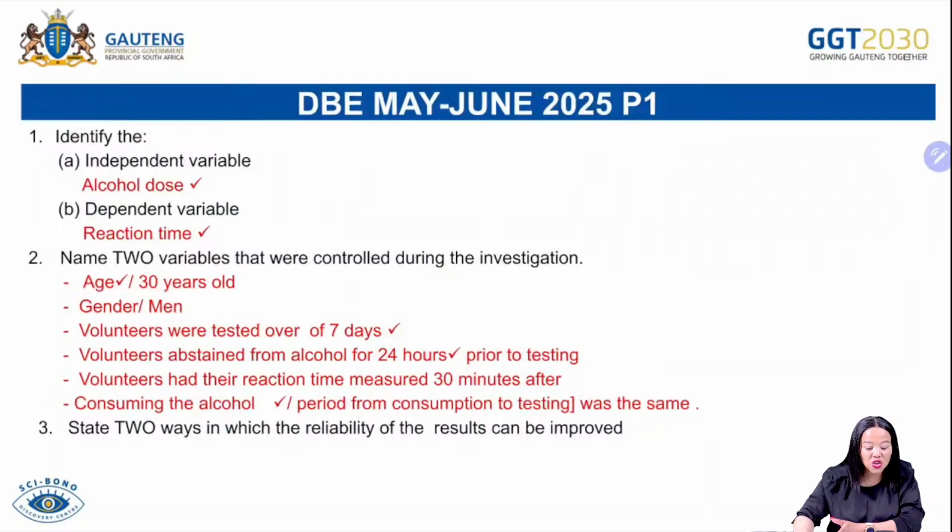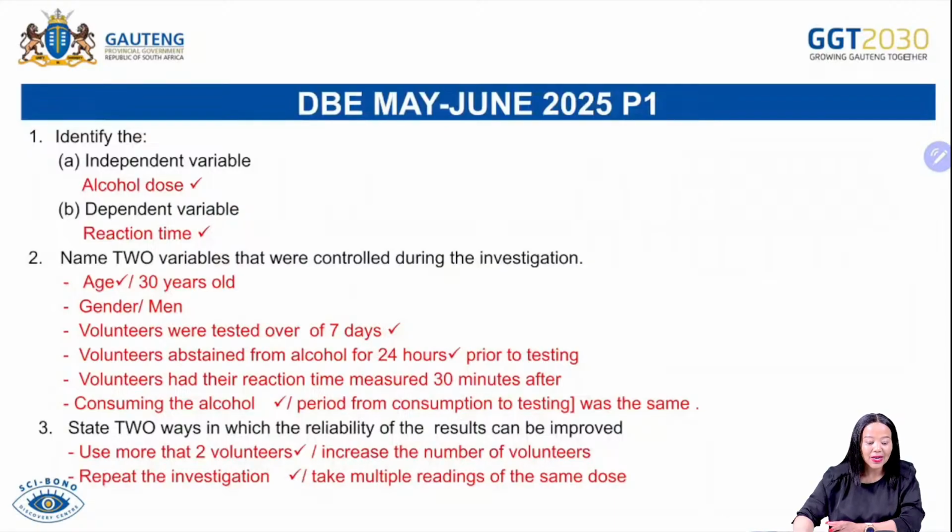State 2 ways in which the reliability of the results can be improved. Remember now, if you go back to the method, we were told that the investigator used 2 males. So the question says, state 2 ways in which the reliability of the results can be improved. The most correct answer will be to use more than 2 volunteers.